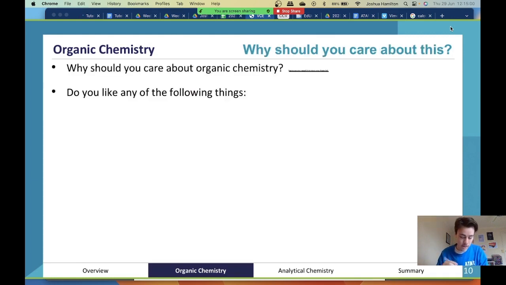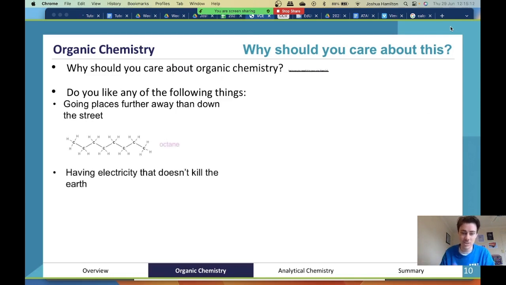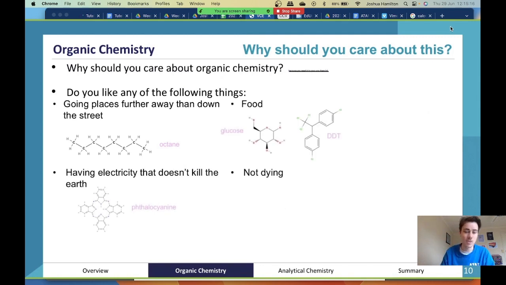So why should we care about organic chem? This is just a random thing, but do you like the following things: going places further away than down the street, having electricity that doesn't kill the earth, food, not dying, so things like paracetamol and penicillin.